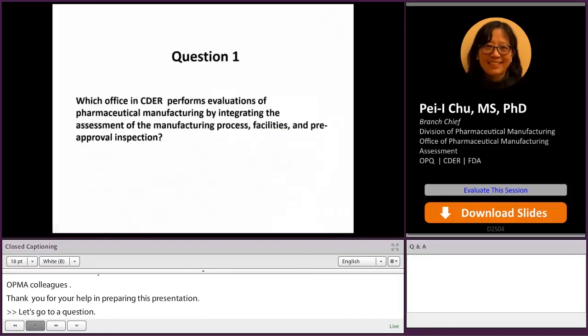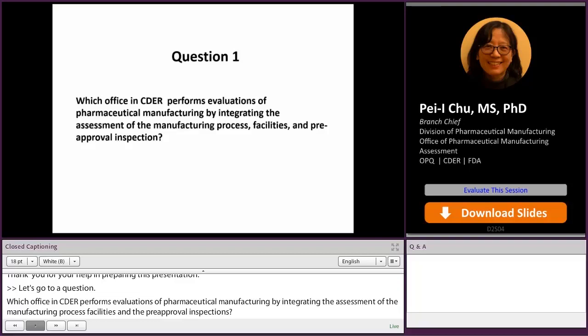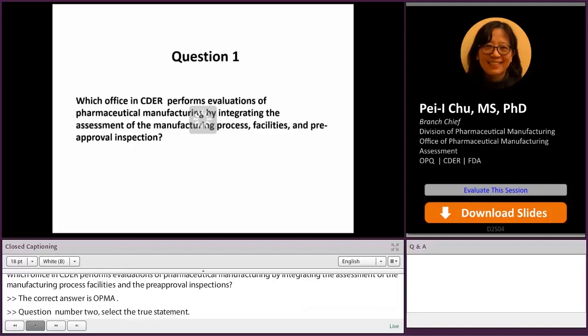Now let's go to a challenging question. The first one is: which office in CDER performs evaluations of pharmaceutical manufacturing by integrating the assessment of the manufacturing process, facilities, and pre-approval inspection? The correct answer is OPMA.